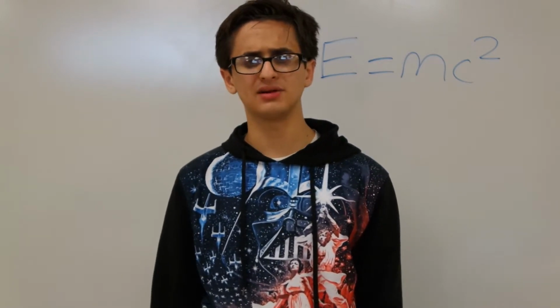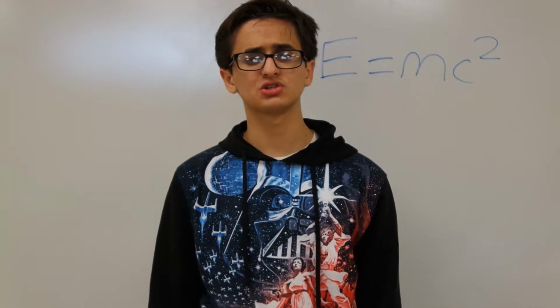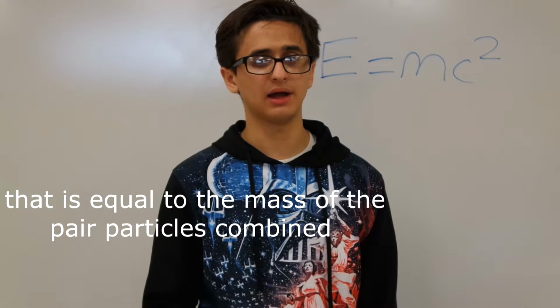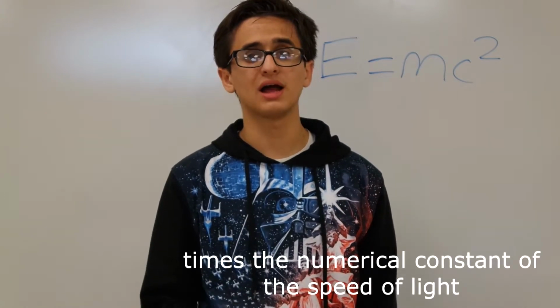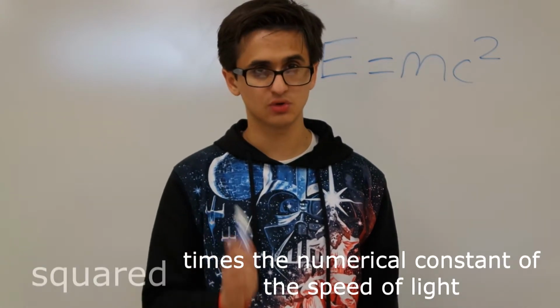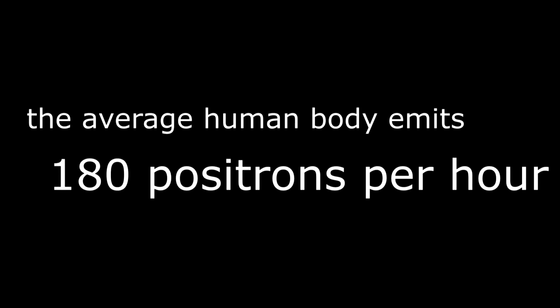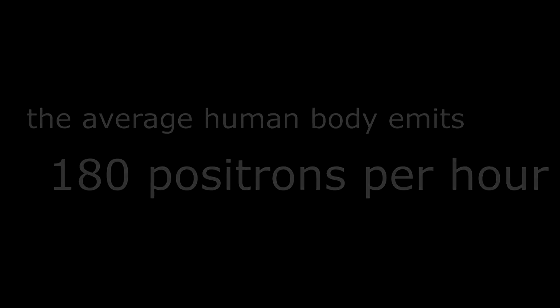And to facilitate matter-antimatter pair production, you'll need to concentrate enough joules of energy that is equal to the mass of the pair particles combined times the numerical constant of the speed of light squared. In addition to pair production, antimatter is released as a form of radioactive decay from the naturally occurring potassium-40 isotope. In fact, the average human body emits roughly 180 positrons per hour because of it. Thankfully, that amount of antimatter is not nearly large enough to cause any noticeable damage to our bodies.